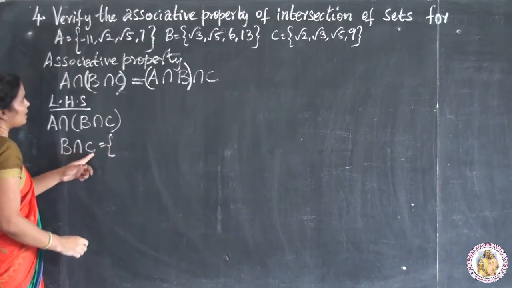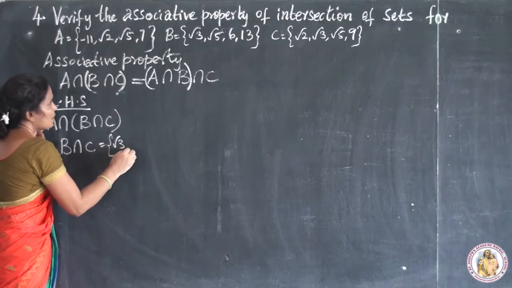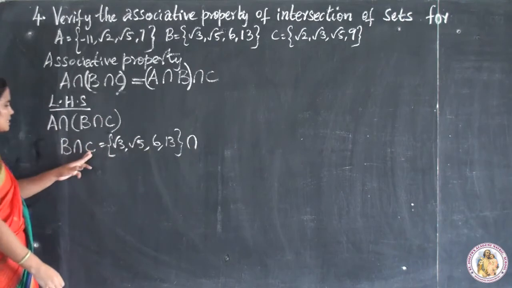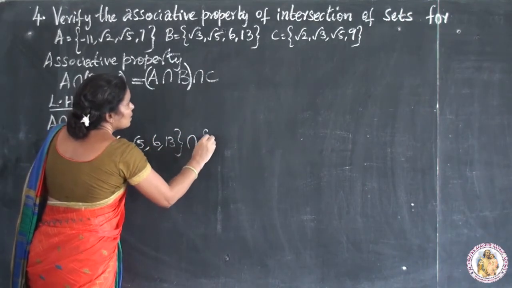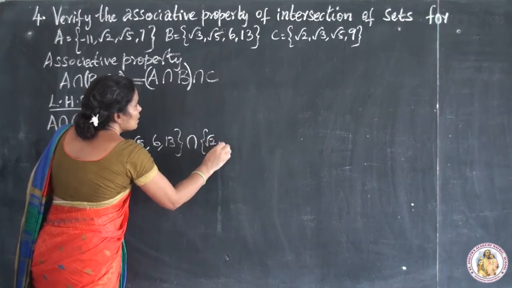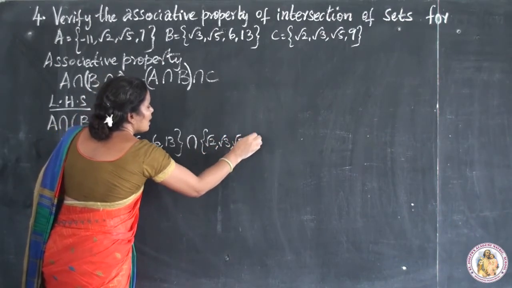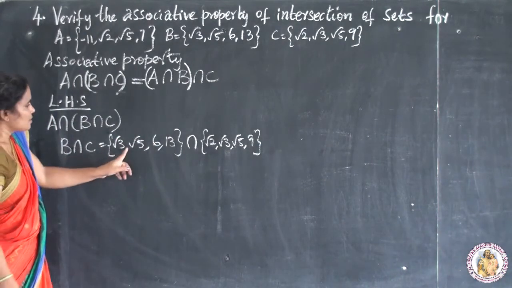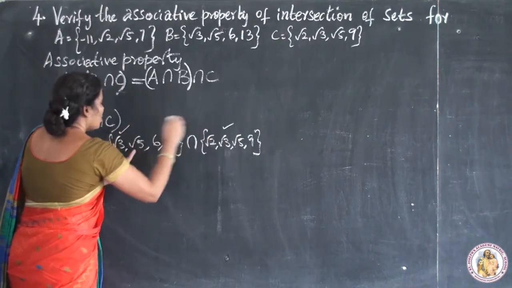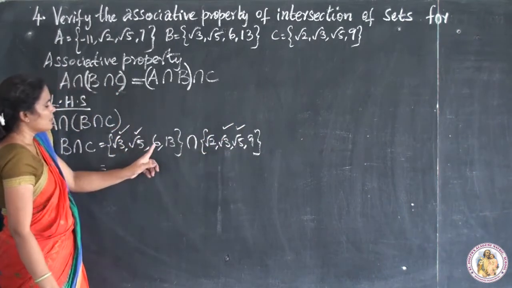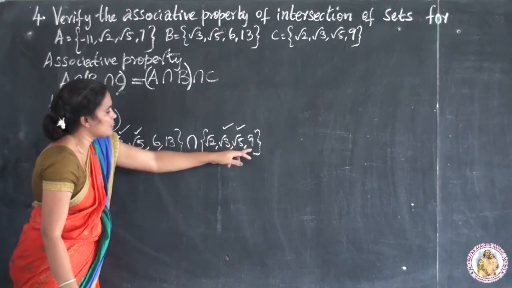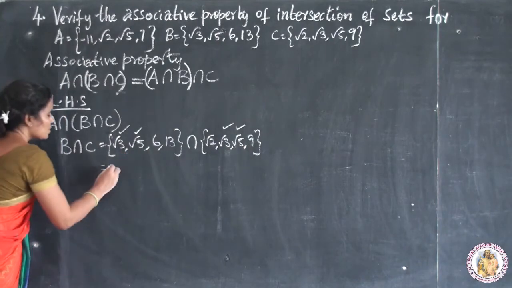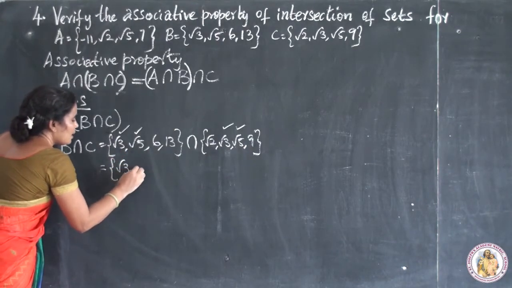Write the elements of B and C. For B we have root 3, root 5, 6 and 13, intersection C. Elements of C: root 2, root 3, root 5 and 9. For B intersection C, check out the common elements. Root 3, root 5. Here 6 and 13 we don't have in C, so leave it. And again root 2 and 9 are not present in B. So write the common elements, root 3, root 5.